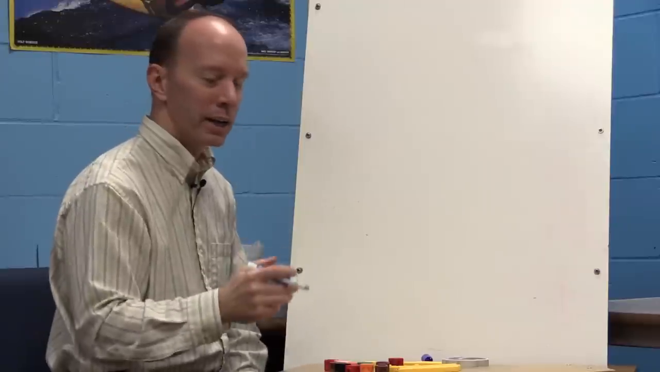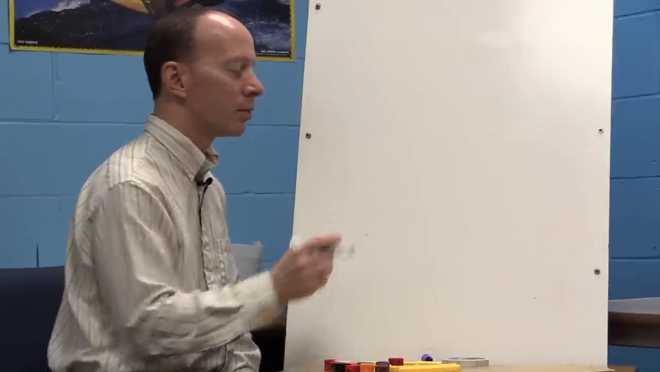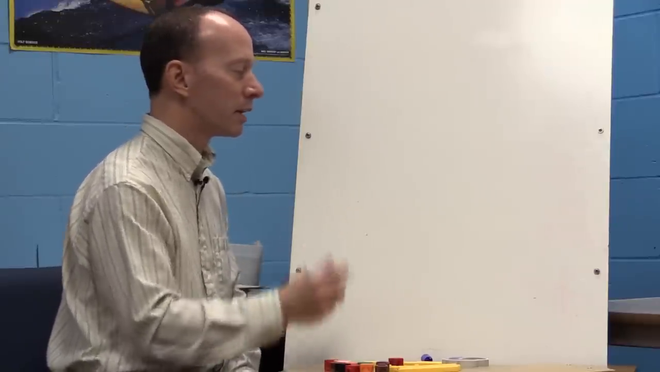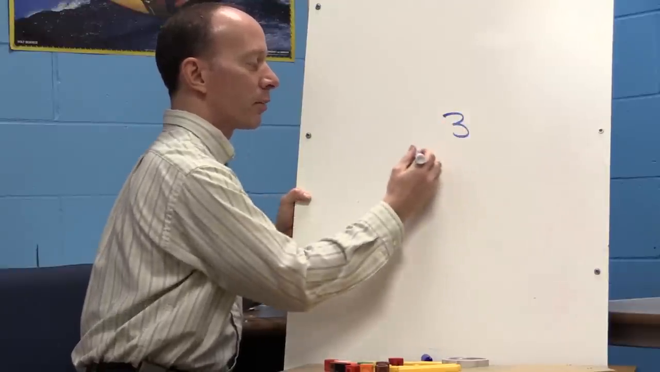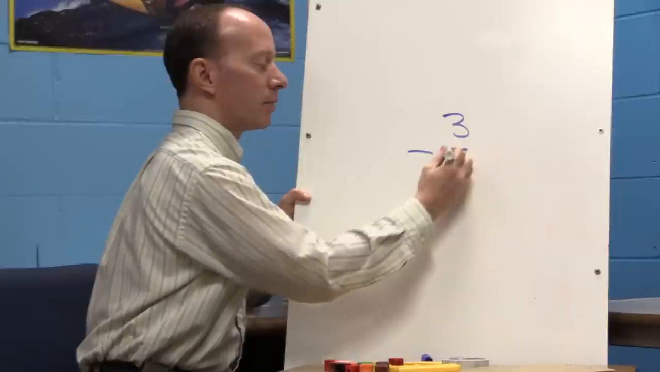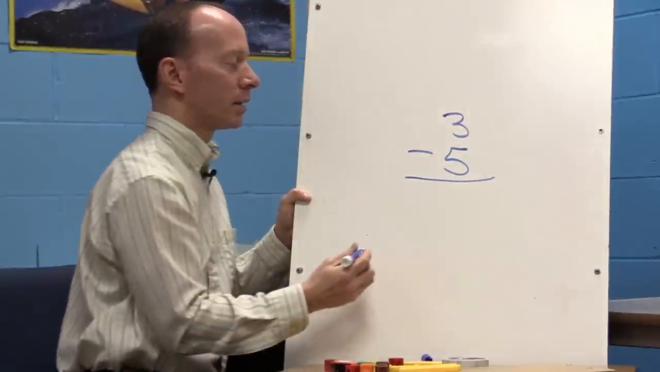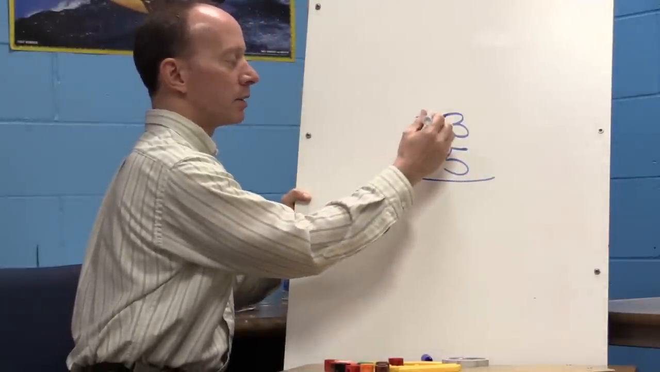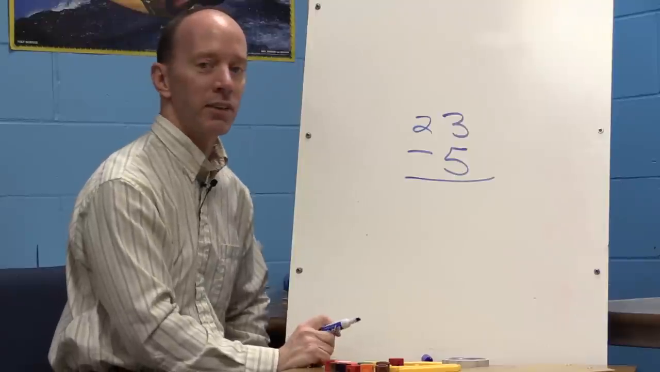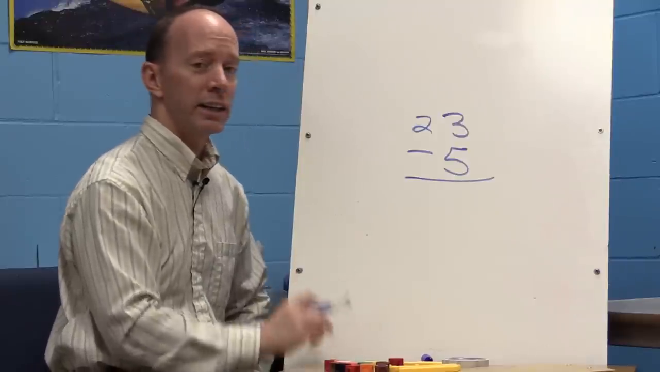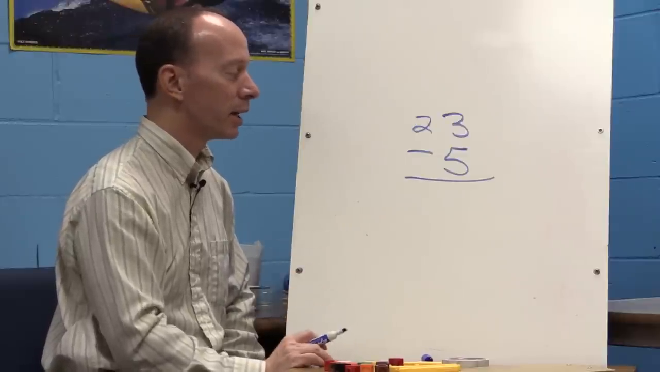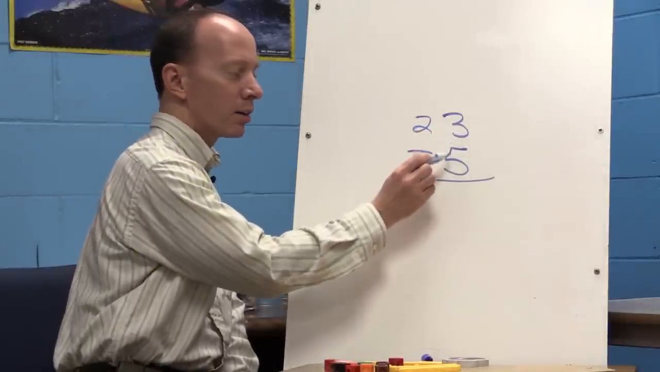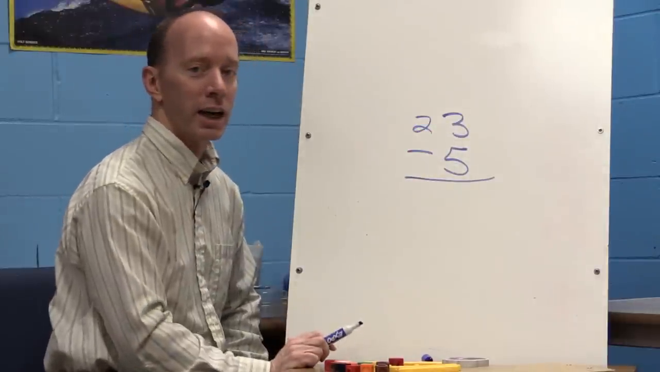I'm going to go back and do another example of why we need to regroup. I told this one to my class. Let's say I have 23 minus 5. Okay, do I need to regroup? That's another question. All right, do I need to regroup? If this number here is smaller than the bottom number, I need to regroup.